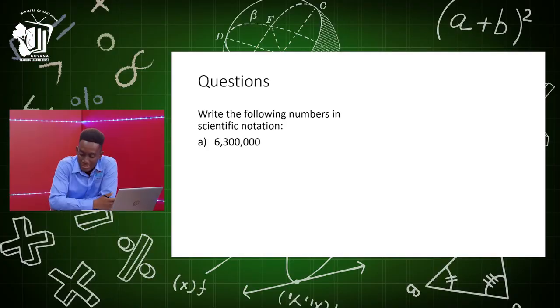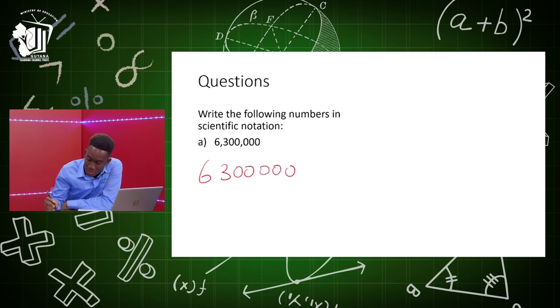So let's say we want to write 6,300,000 in scientific notation. So this will be 6,300,000. So we know the point is here. So we jump 1, 2, 3, 4, 5, 6. So this will be 6.3 multiplied by 10 raised to the 1, 2, 3, 4, 5, 6, raised to the 6th power. So let's look at these two last examples to cement this concept once and for all.